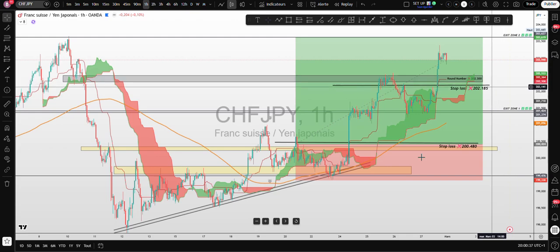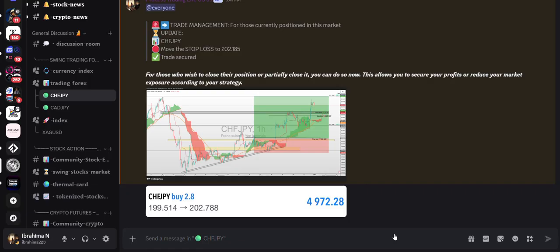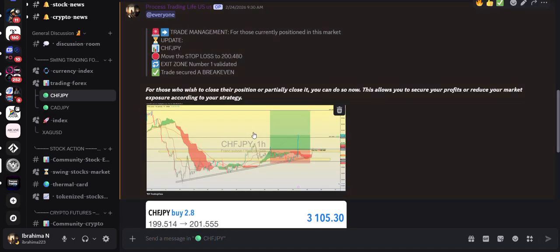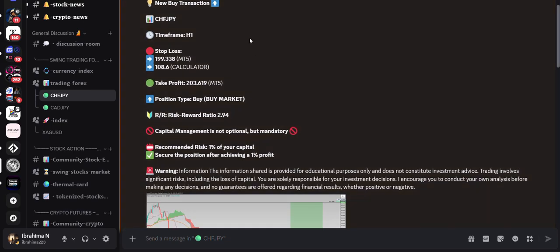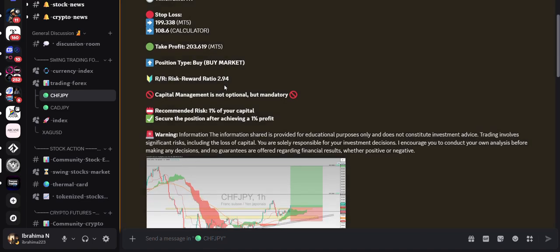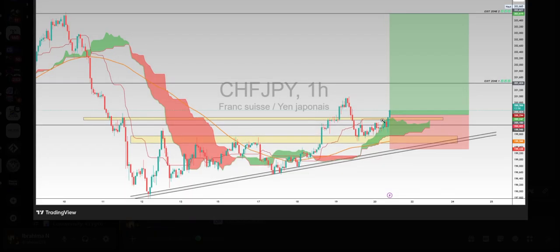Okay, so we're going to head over to Discord now. Once we're on Discord, we'll go to the CHFJPY. As you can clearly observe here, this particular trading opportunity was actually sent out on February the 20th at precisely 9:46 in the morning. For CHFJPY, we're focusing on a 1 hour time frame. As you can see on the graph, I entered into my position right here.